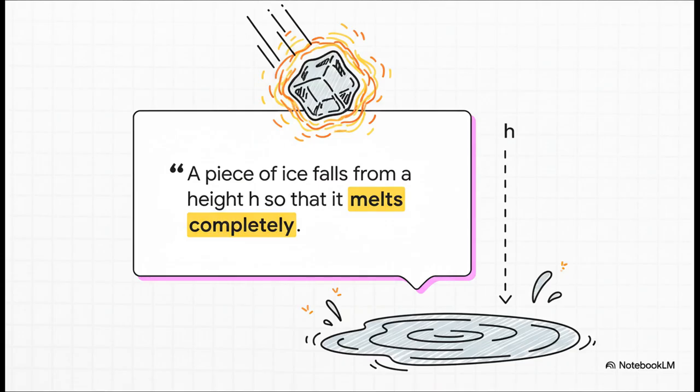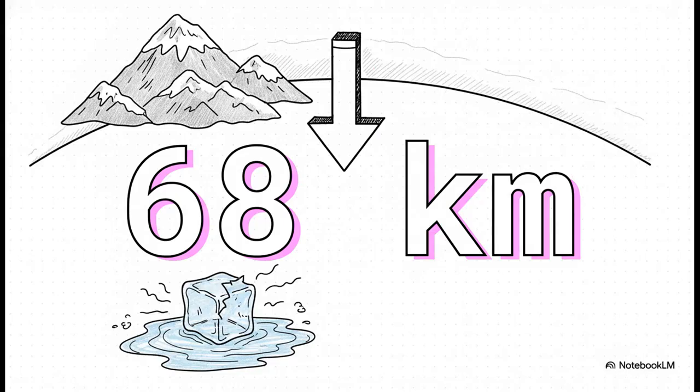It's the perfect example of how the energy of motion can turn directly into heat. So the big question is, just how high does it have to fall? Get this, 68 kilometers. That's almost 8 times the height of Mount Everest? It's just an incredible way to show how much energy is actually locked away as heat. To think that falling from pretty much the edge of space is all it takes to turn a solid block of ice into nothing but a puddle of water?